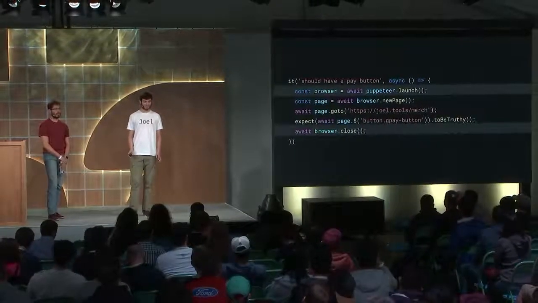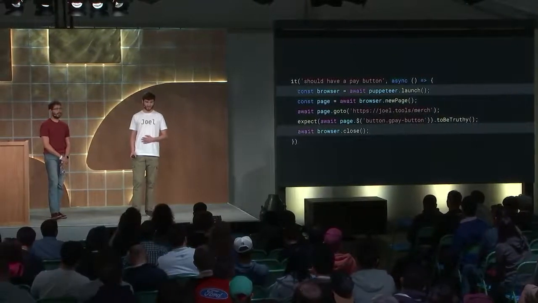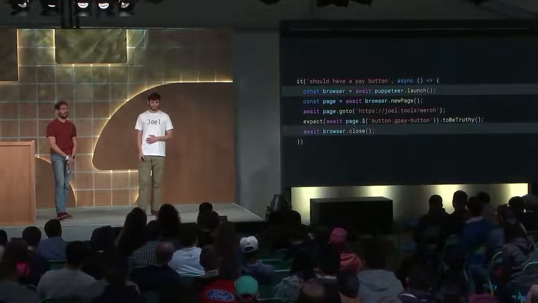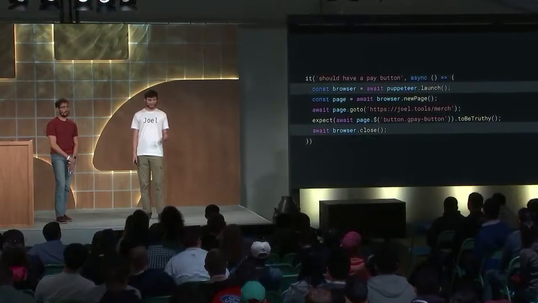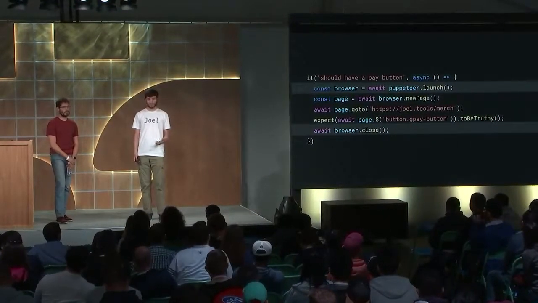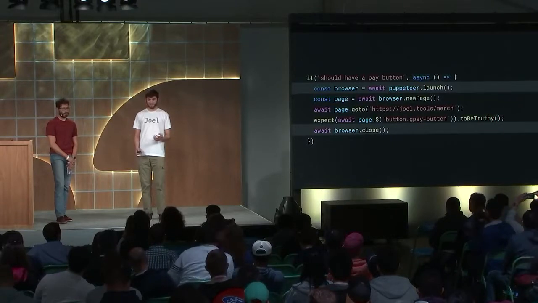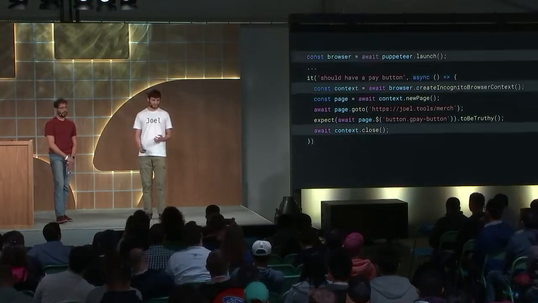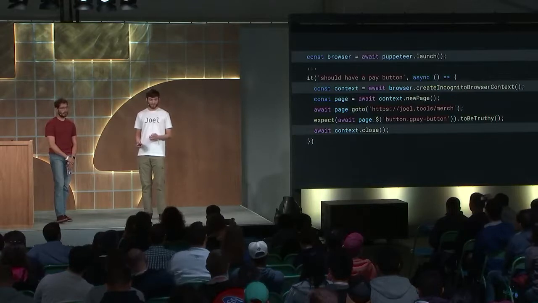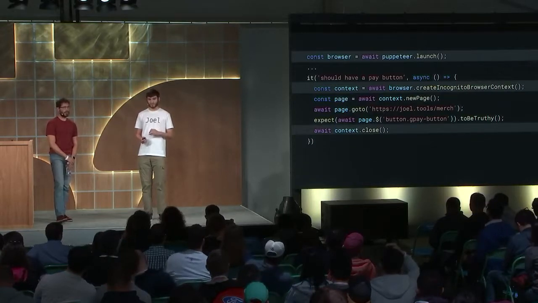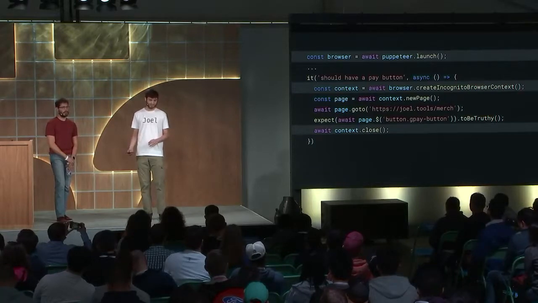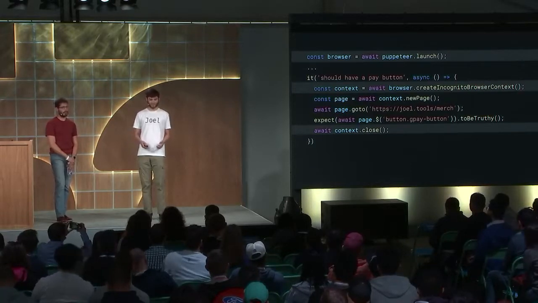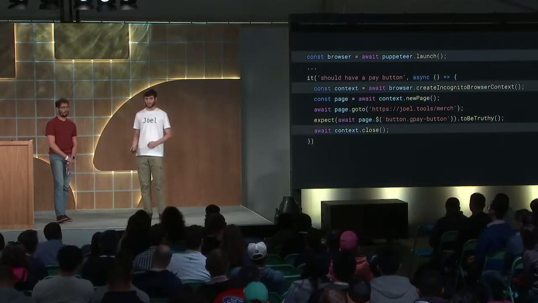So here I have a test that I just verify that a pay button exists on my merch site. It's a very important button. At the beginning of the test, I'm launching a new browser, and at the end of the test, I'm closing that browser. Let's look at how we make it work with browser contexts. So first, I move the browser launch call outside of my test, because I'm going to share the same browser between all of my tests. Then in my test, I create a new incognito browser context and close it when I'm done. It's that simple, and it gives you a huge performance win.